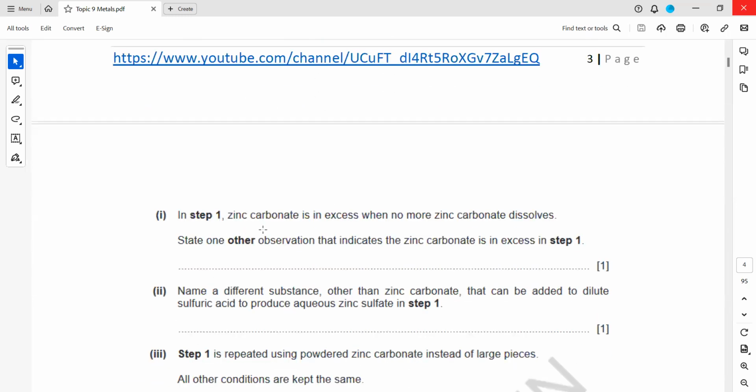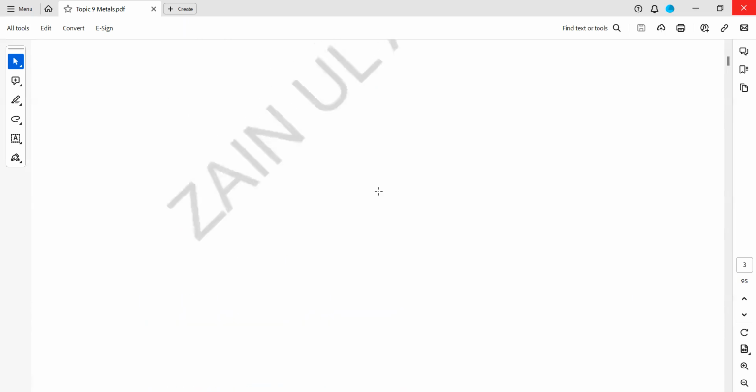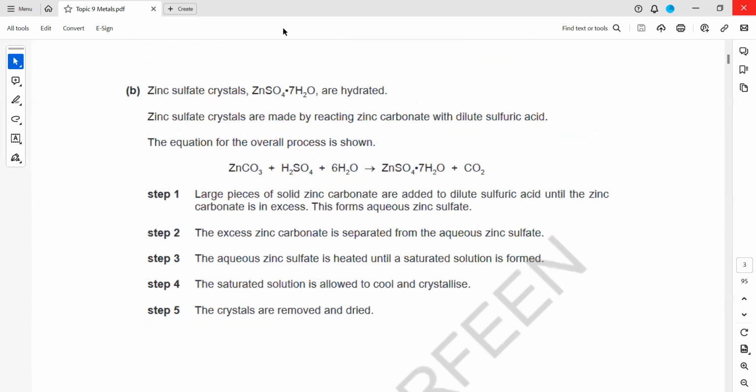In step 1, zinc carbonate is in excess when no more zinc carbonate dissolves. State one other observation. How do we know that zinc carbonate is in excess? Like we have more than enough zinc carbonate in this reaction. One of the observations is no more reaction, no more dissolving. What else will we observe? There will be no bubbles. No more bubbles will be seen. Start settling is actually already given. The solid does not dissolve. Your effervescence stops.